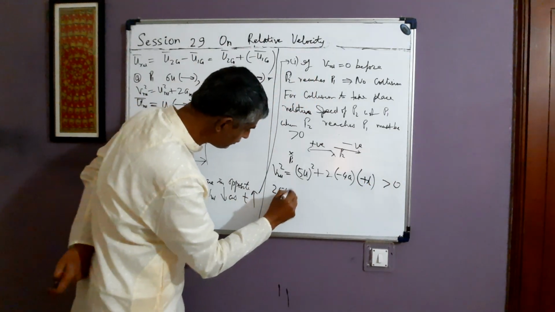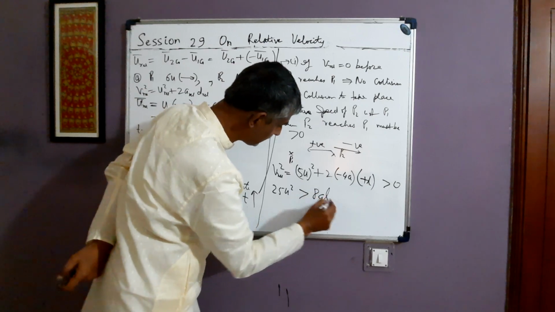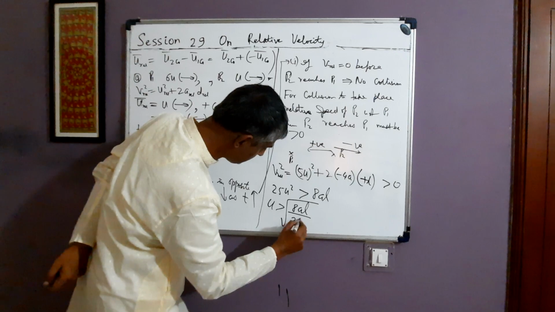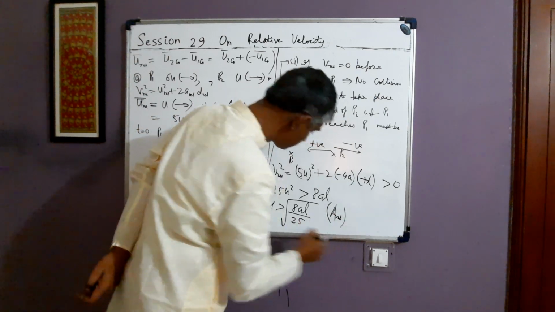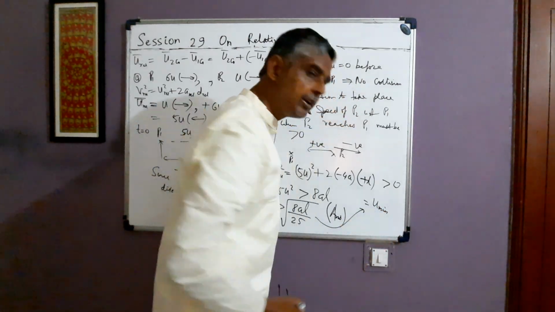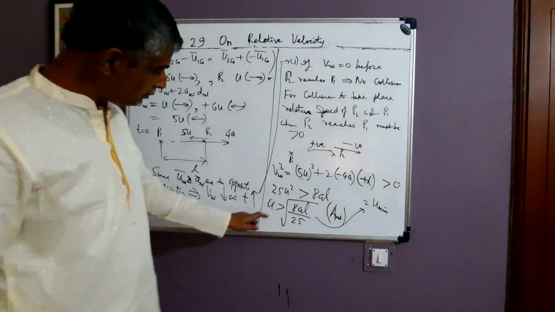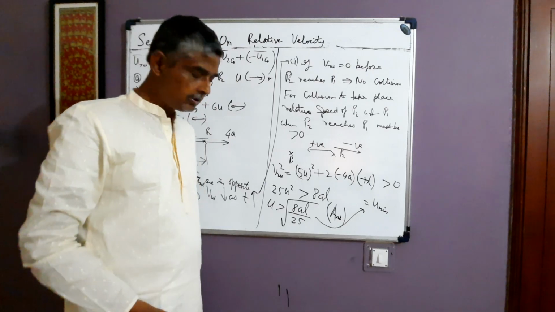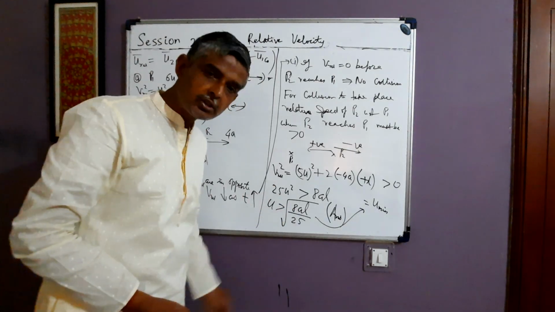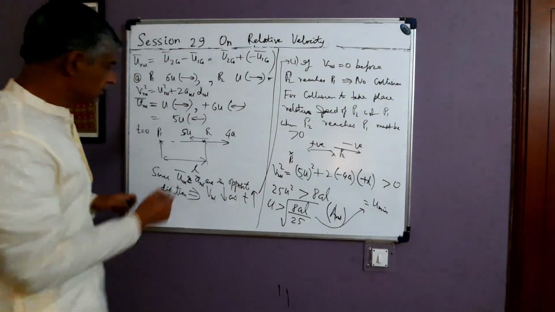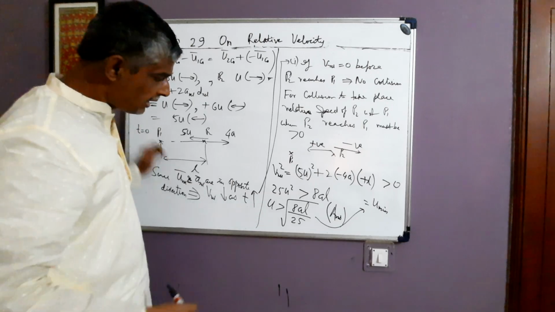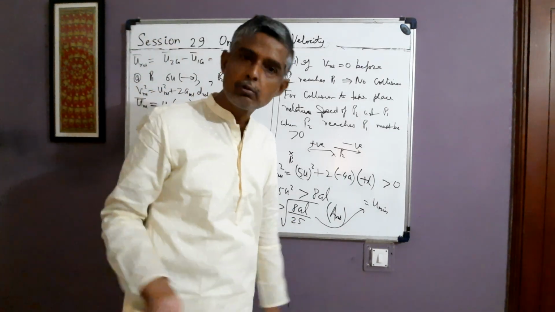So 25u² is more than 8aL. U is more than root under 8aL by 25. This is the minimum value of U. So U minimum will be equal to root under 8aL by 25. If U exceeds this quantity, then collision will take place. If U is just equal to this quantity, then it is a limiting case: just when P2 reaches P1, its relative speed becomes 0. And if U is less than this quantity, there is no scope for any collision at all.